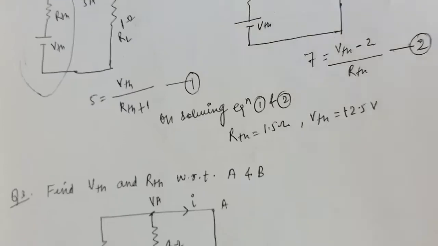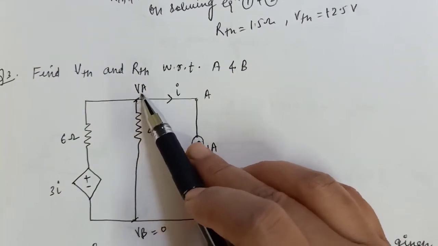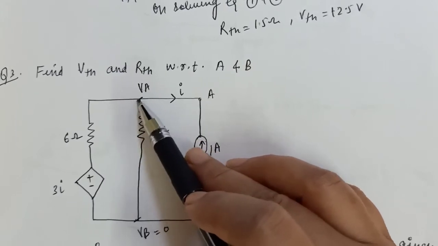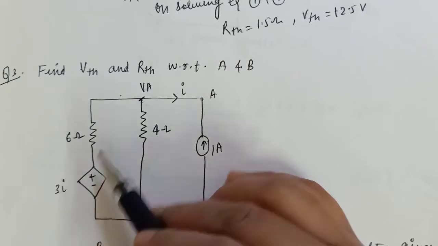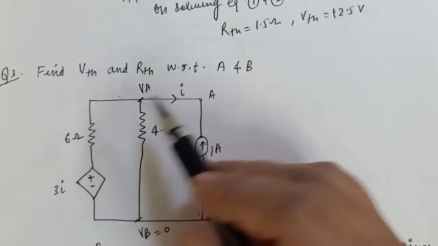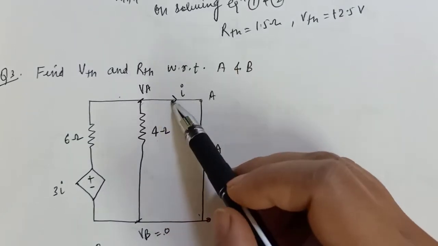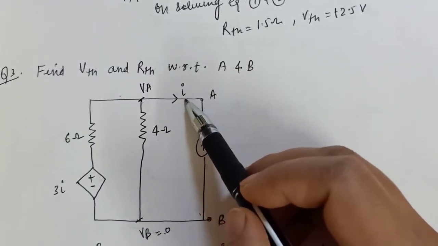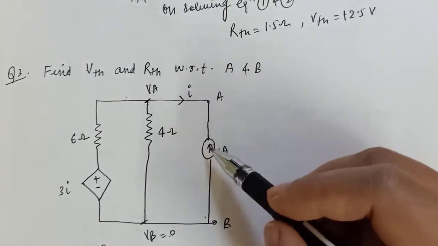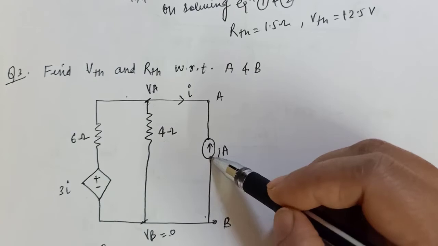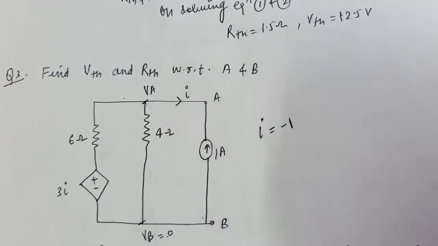See here, at this point I am applying the nodal analysis. Let's say I am assuming this as high potential. So the current will be VA minus 3I, total voltage divided by total resistance. VA minus 0 divided by 4, equal to this current I. And what is I? The direction of I and the 1 ampere source is opposite, so automatically I will be minus 1. Clear?